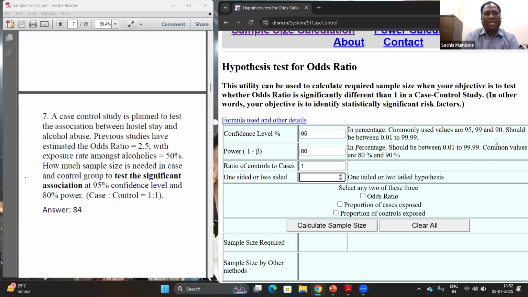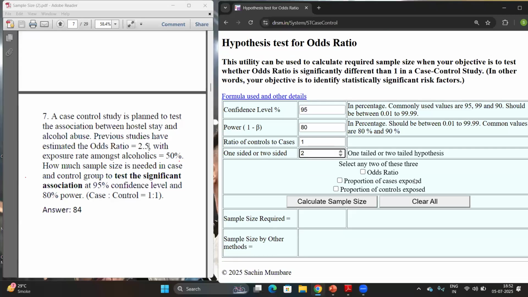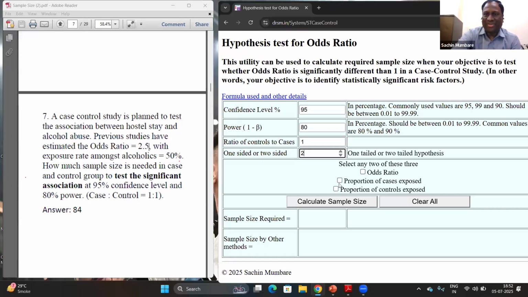Because we don't know, it is not specified whether hostile stay will protect against alcohol abuse, or it is a risk factor. It is not stated here. That's why it is two-sided. Okay, and we will select any two.